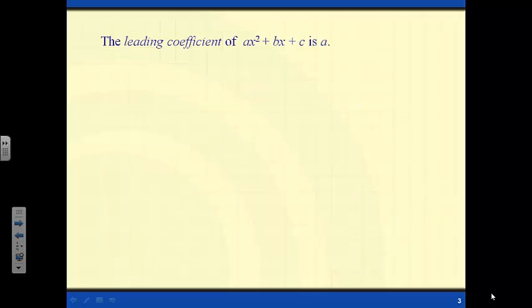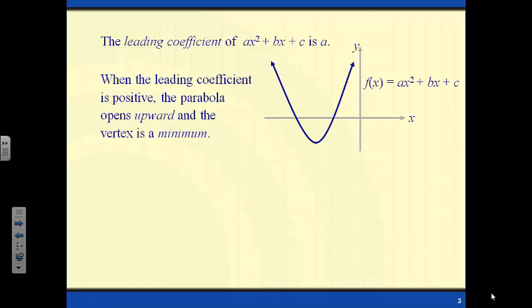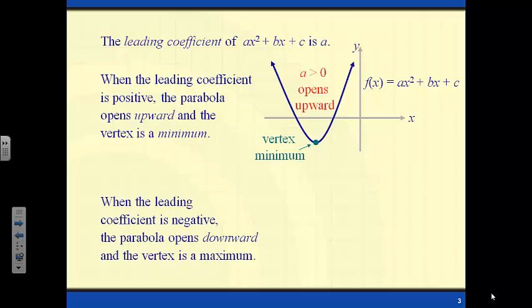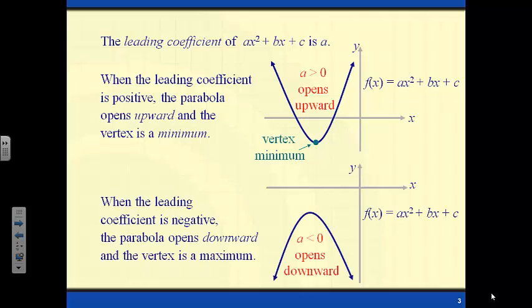Leading coefficient, that's basically the number in front of the x squared. When the leading coefficient is positive, the parabola will open upwards, and the vertex will be a minimum. When the leading coefficient is negative, the parabola will open downward, and the vertex will be a maximum. You should write those two things down somewhere because you're going to need to know them. If you need to press pause, do so, but I'm going to move on to the next thing.